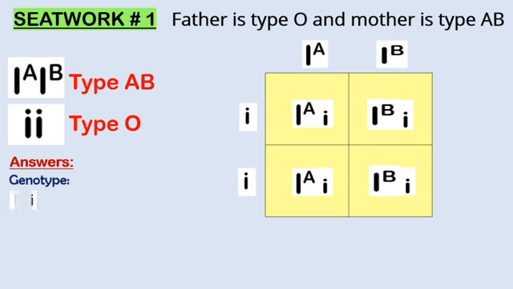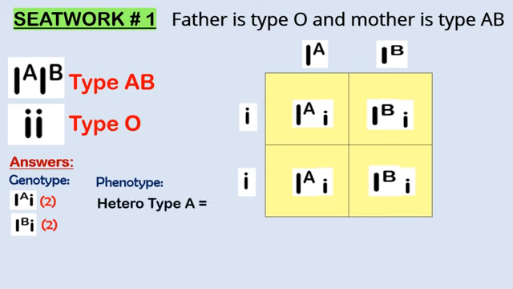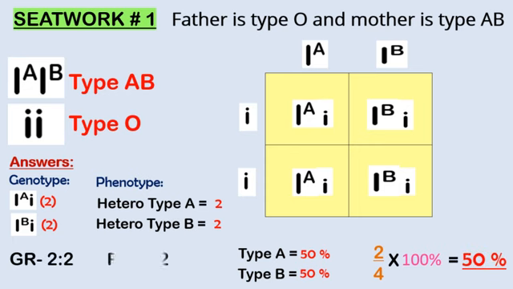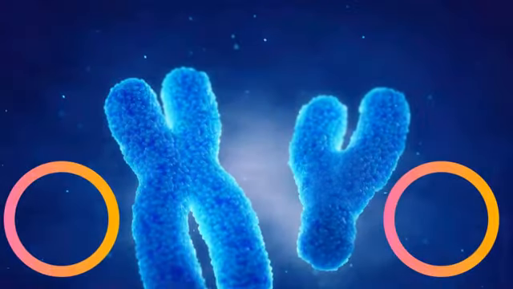And for the genotype, we have IAi, there are two. IBi, there is also two. The phenotype is heterozygous type A and heterozygous type B. Of course, the percentage are both 50% because 2 divided by 4 children times 100 is equal to 50%. So the genotypic ratio and phenotypic ratio are both the same.